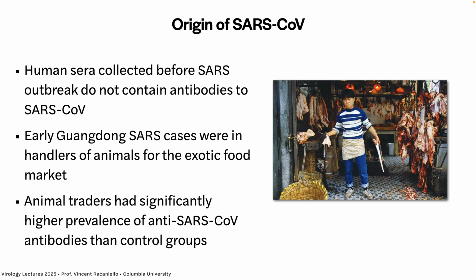So where did it come from? Here's some of the data. Human sera collected before the outbreak have no antibodies to SARS-CoV. So this is a brand new virus. But the earliest cases in Guangdong were in handlers of animals for the exotic food market. These are open meat markets where you can see meat hanging that you buy, or there are animals that you can pick and are slaughtered. And that was the source of the virus. So these early handlers had higher anti-SARS-CoV antibodies than control groups.